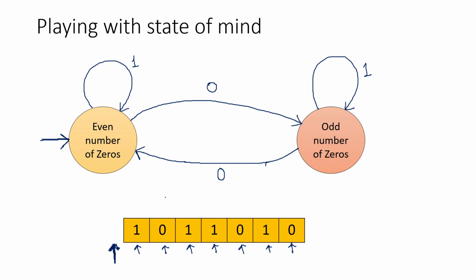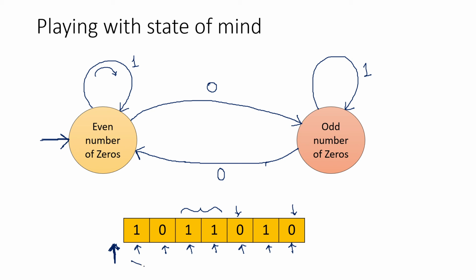And then after reading this 1, I will remain in this state. Then reading 0, I will go this side, and with the two 1s, I will remain in this state. And then because of this 0, I will come back to the even number of zeros again, and then for this 1, I will remain in this state. And then due to this 0, I will jump from even number of zeros to odd number of zeros again.